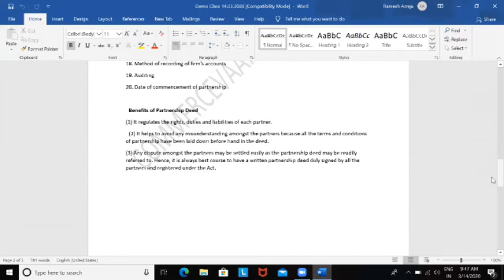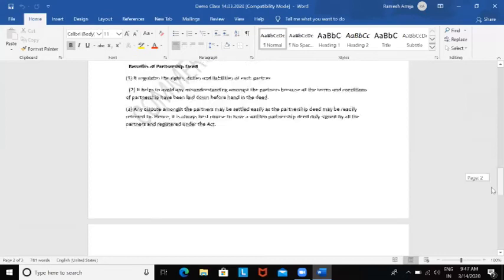Hence, it is always the best course to have a written partnership deed duly signed by all the partners and registered. Since everything will be put in writing, it will be easier. If any dispute occurs, they can always refer to the partnership deed. See, you have signed it. It was already written when the partnership started, and you have agreed to the terms and conditions of the partnership deed.